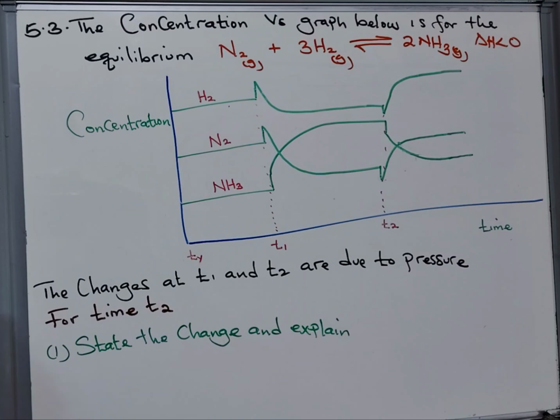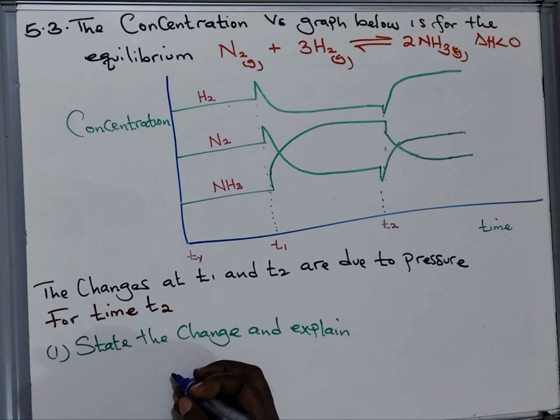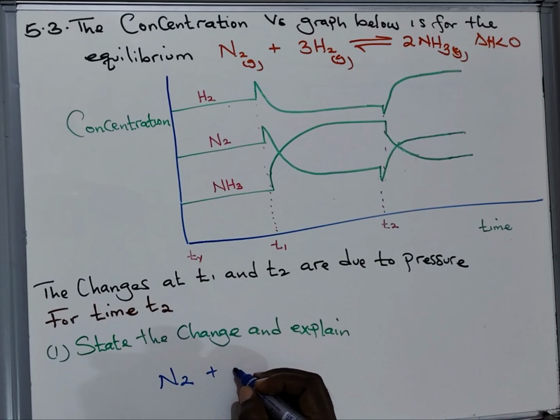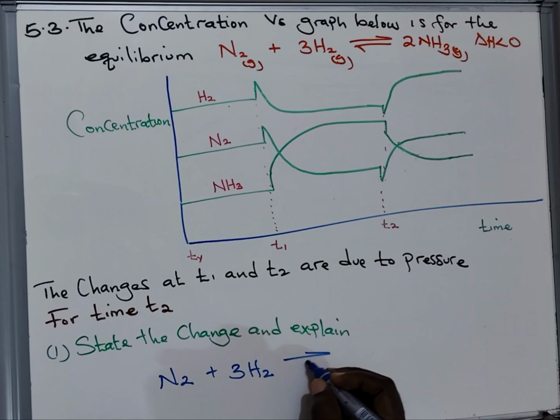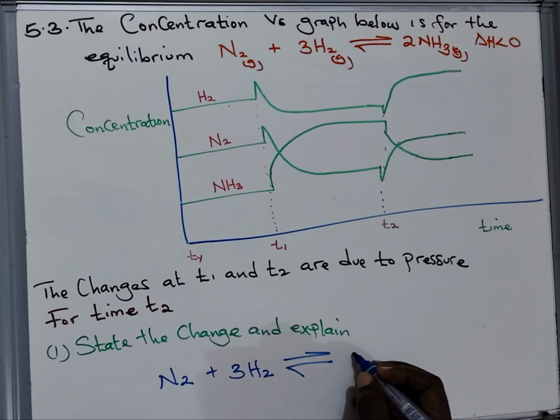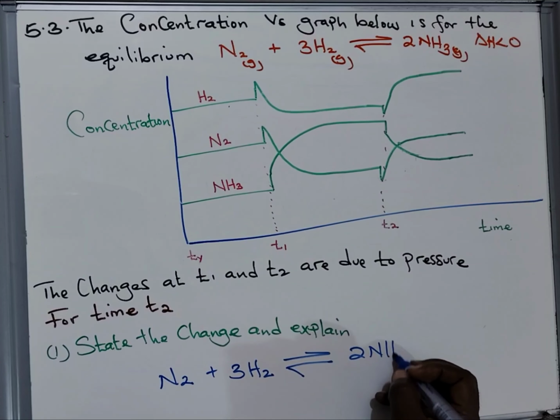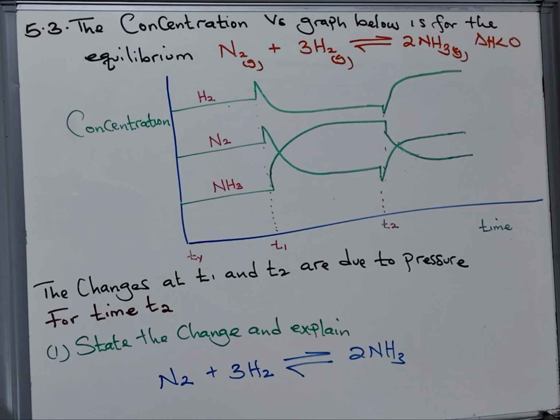Okay, the best way to do that is to have the equilibrium written down. So that is it. And we are dealing with pressure. So what do we do about pressure? We count. These are 4 and these are 2.